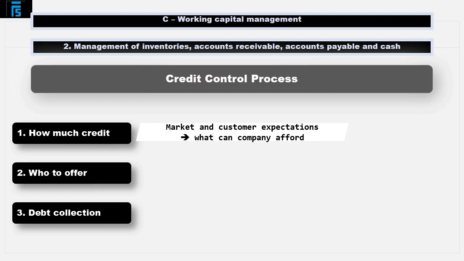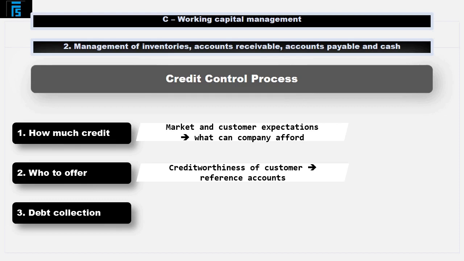In deciding who to offer credit to, the company will need to consider the credit worthiness of the customer. This can be assessed by reference to their accounts or by obtaining credit references from banks or other suppliers. Alternatively, they may use the services of credit rating agencies.